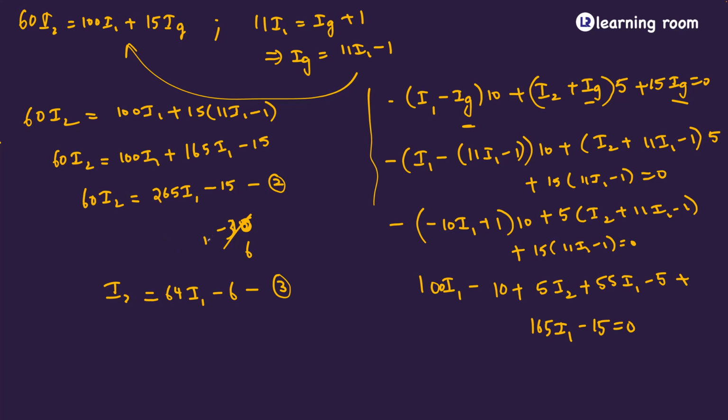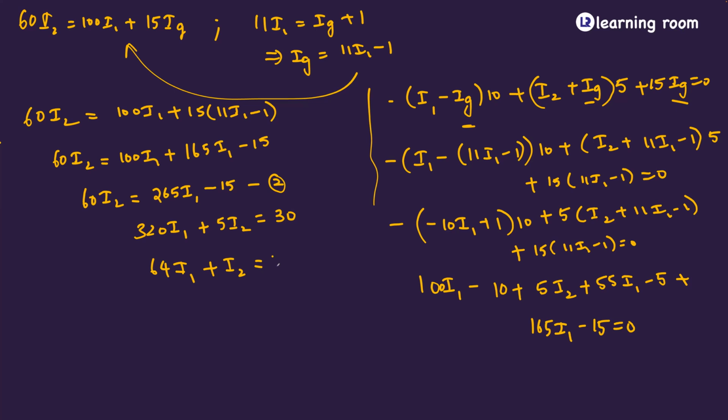Then tell me the above equation. Sir, I got it as 320 I1 plus 5 I2 is equal to 30. One minute. 320 I1 plus 5 I2 is equal to 30. So how much will this come to? 64 I1 plus I2 is equal to 6. So this is what you told, I2 is equal to 6 minus 64 I1. Okay. Yes, sir. So similarly, here 15 will cancel this 11 times, this 4 times.